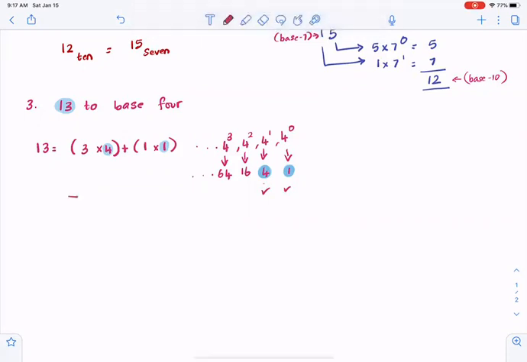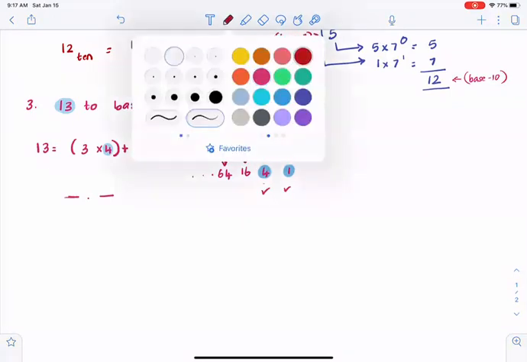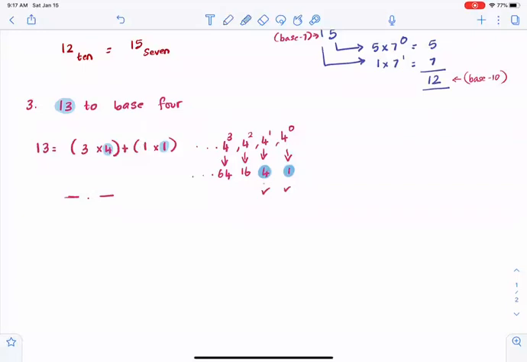So the 2 digits in position 1 and 2, position 1 from the right is 1. Position 2 from the right is 3. So 1 and 3. So the number 13 in base 10 is equal to the number 31 in base 4. With a lot of practice, you should be able to do this in your head.